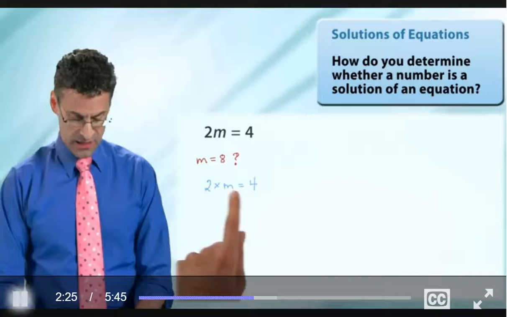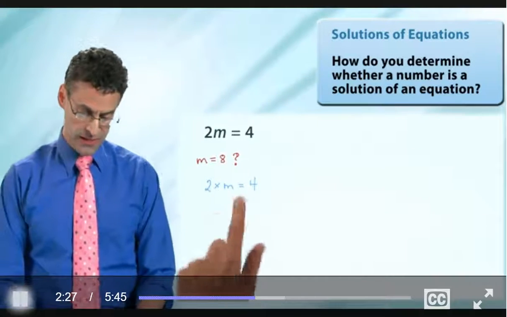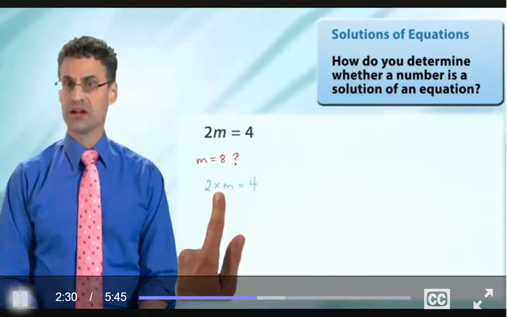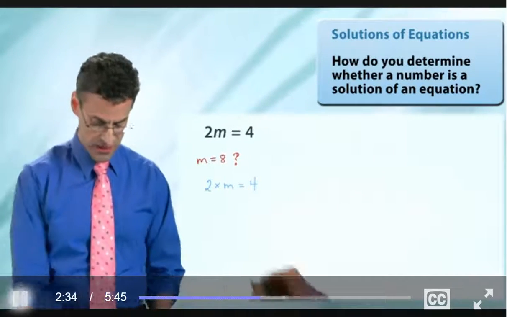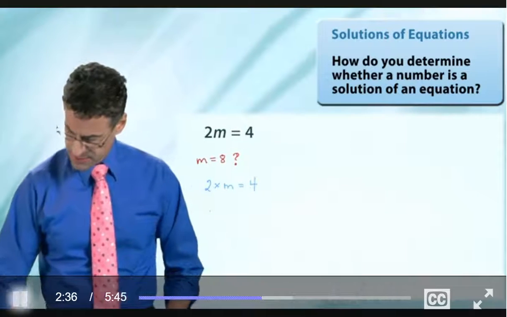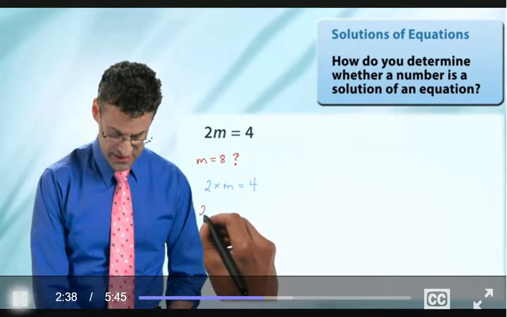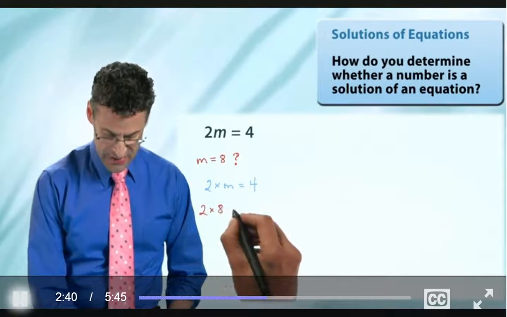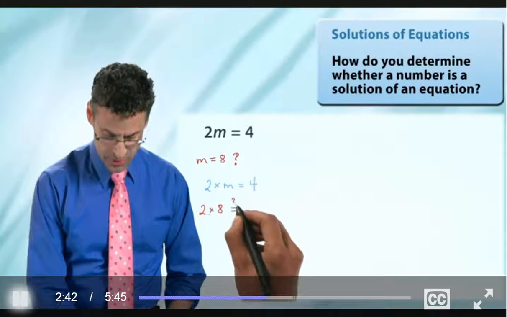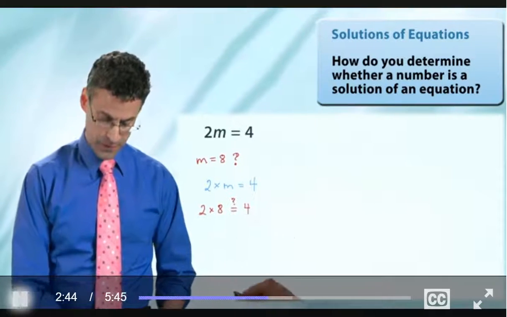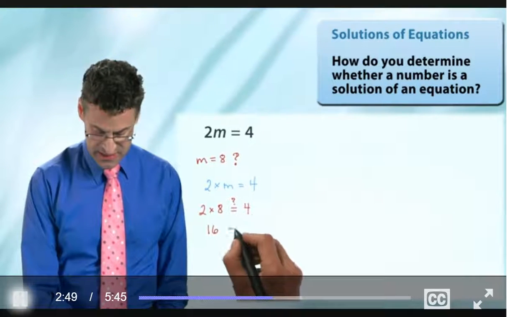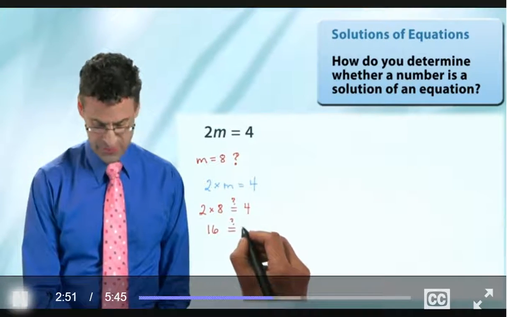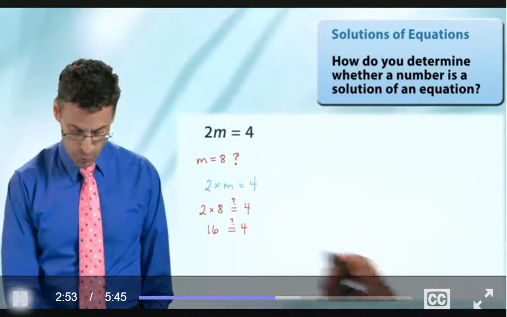Sometimes it might be easier, until we get really comfortable with that, to just keep writing it that way to remind us that it's not going to be 28, but it's going to be 2 times 8. So now we're going to plug in and see what happens when we check Jason's answer. So 2 times 8, and the question is, does this equal 4? Well, 2 times 8 is actually 16. And is 16 equal to 4? Well, of course not.